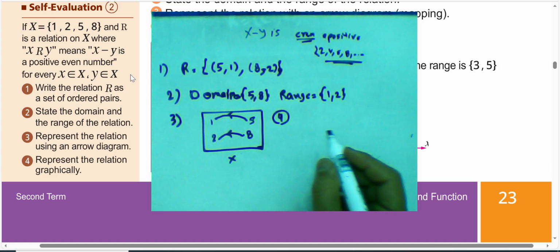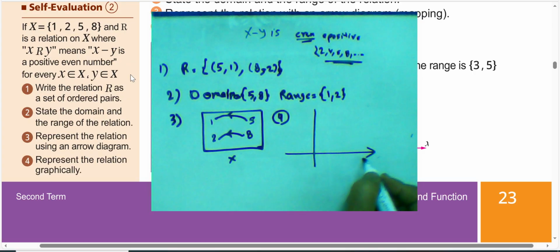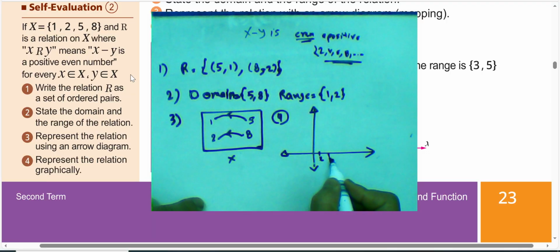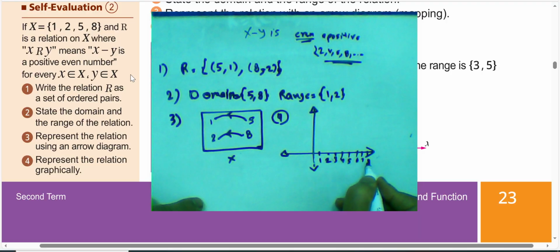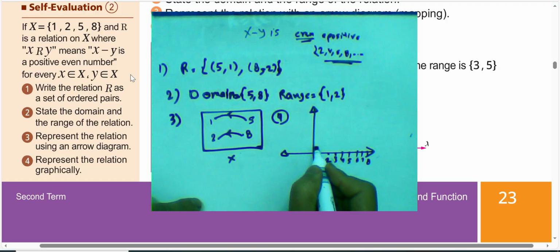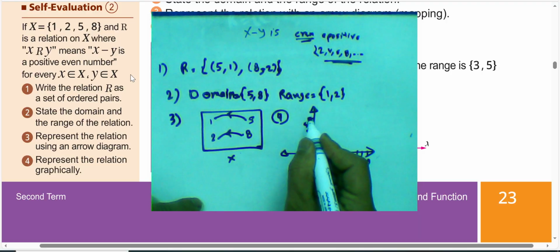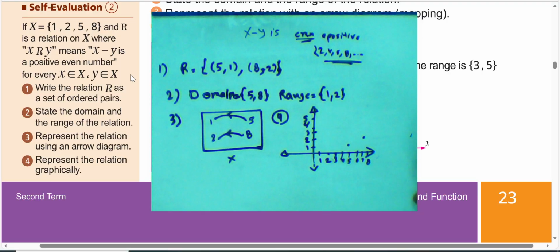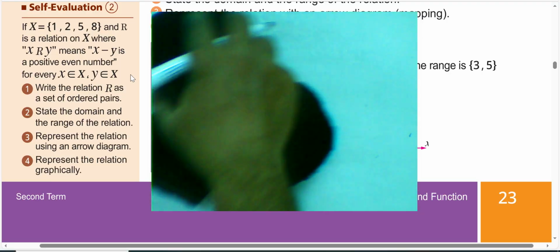Number 4, represent the relation graphically. We can draw graphically like this. First, 1, 2, 5, and 8. 1, 2, 3, 4. You can start 1, 2, 3, 4, 5, 6, 7, 8, and second also 1, 2, 3, 4, 5. The first 5 with 1, and second 8 with 2. Okay, this is question number 4. Now I will explain the next question.